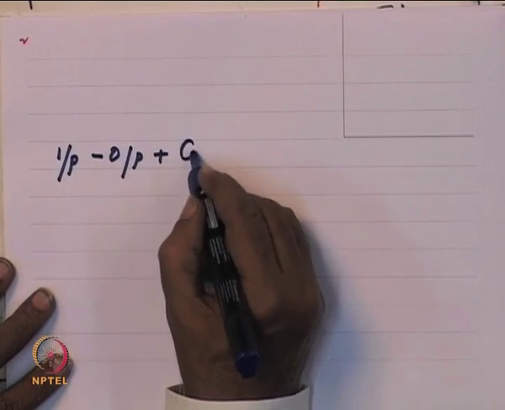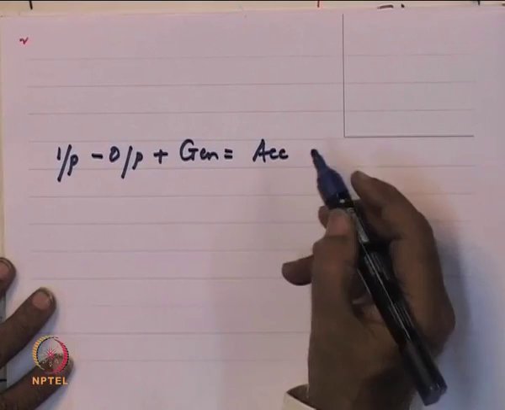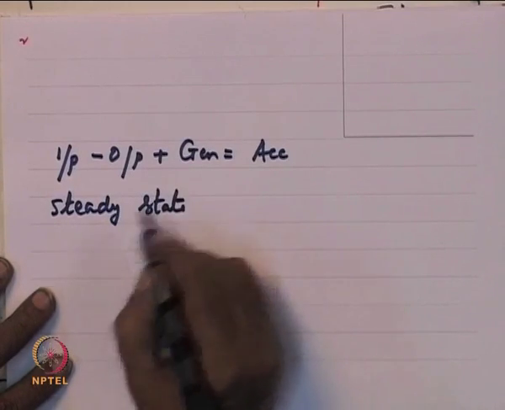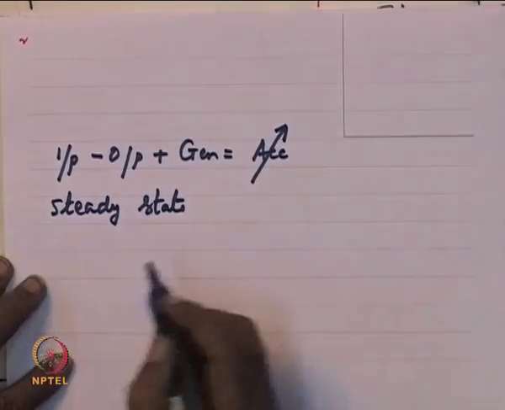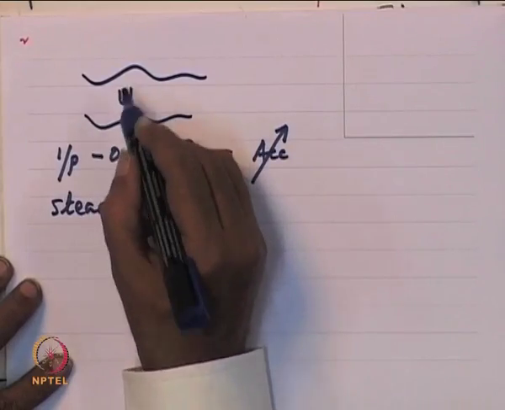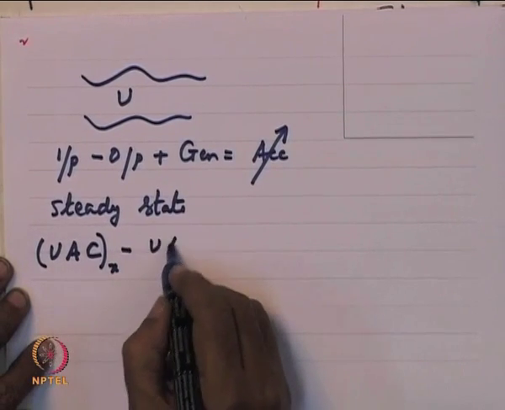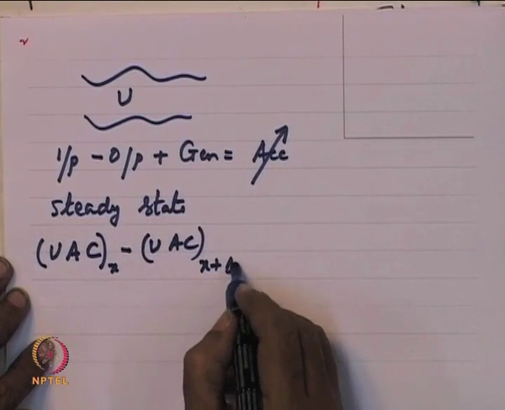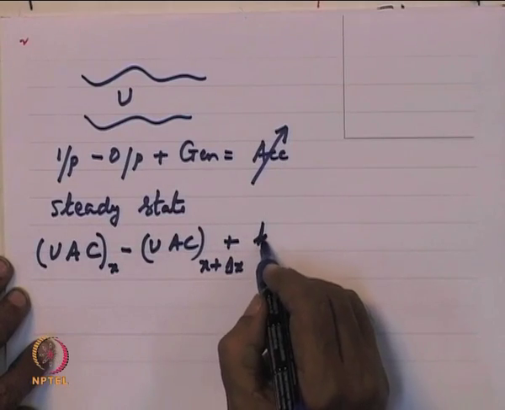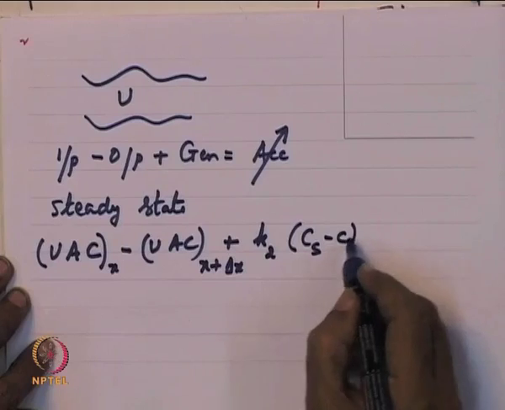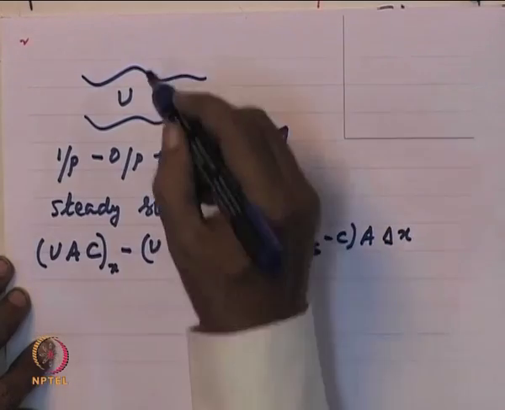We are writing a balance for oxygen. So, input of oxygen minus output of oxygen plus generation of oxygen equals accumulation of oxygen. Okay. So, let us write it for steady state. By steady state, we mean that there is no change with respect to time as we go along the river. So, the accumulation term is not there. Let us say the velocity of the river is u and the cross-section area is A. So, at any position x, u A C minus u A C at position x plus delta x, and then you have oxygen supply because of oxygen transfer. I will call that k2 times (Cs minus C) times A delta x. This is the amount of oxygen that is coming in from the atmosphere.